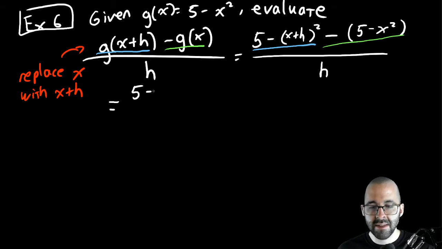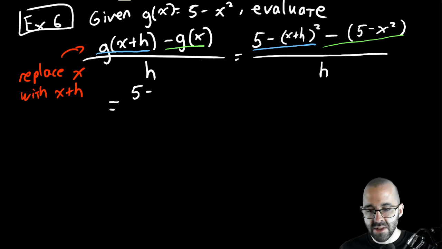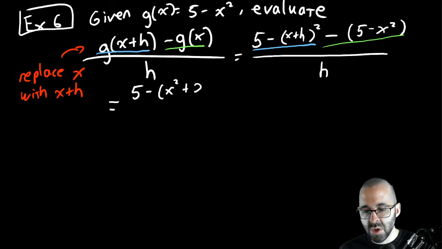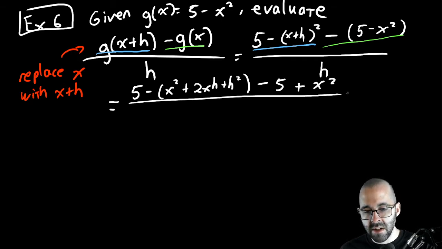So we're subtracting this. It's a perfect square. We have to FOIL that out. That's x plus h times x plus h. That's going to be x squared plus 2xh plus h squared. And now we have to distribute this negative sign. That's going to be minus 5 plus now x squared. H is in the bottom. Can't do anything about that. We're going to keep simplifying.